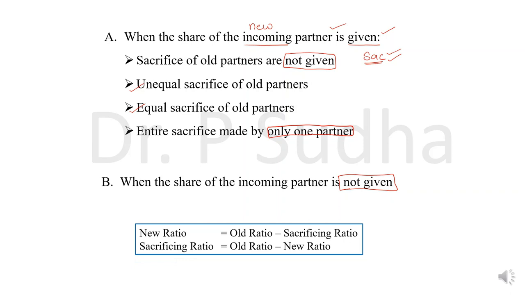Before moving on to the problems, the formulas that you should remember: the formula for new ratio is old ratio minus sacrificing ratio, and the formula for calculating sacrificing ratio is old ratio minus new ratio. So now let's move on to the problems.